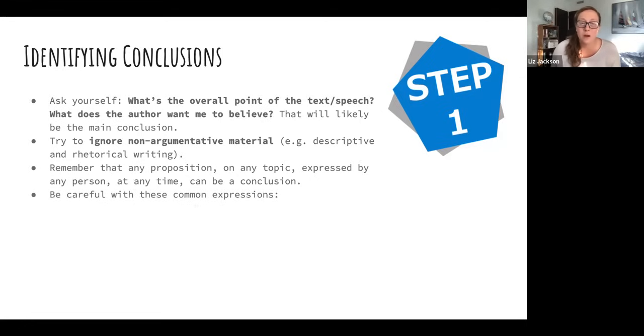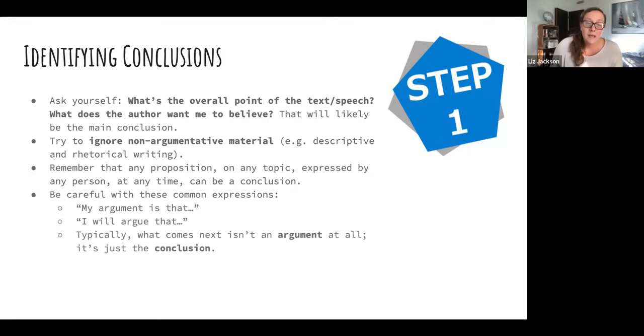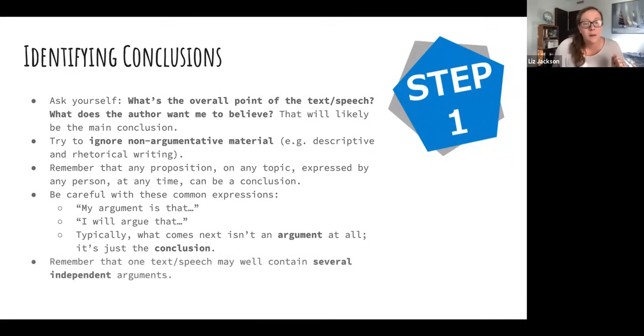Be careful with these common expressions. Some people will say things like, my argument is that, or I will argue that. In a lot of cases, this doesn't mean, here are my premises and then my conclusion. It really is just their conclusion or their main point. They're not going to be listing out their argument for you. Sometimes in philosophy papers they do, but in most cases, this is just a signal or an indicator that this is the author's conclusion.